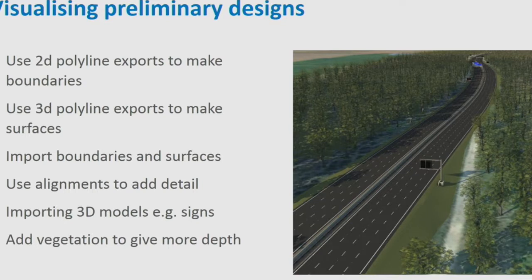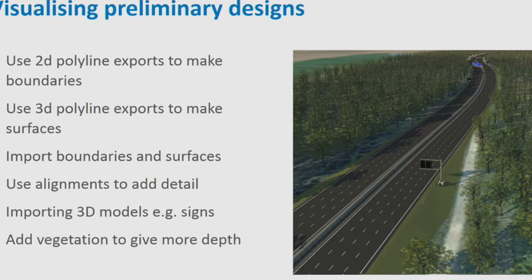You could then use the alignment to bring that in and apply a barrier the full length along the centre of the carriageway or any other roadside features you like. And then we can start importing 3D models, so our 3D signs, our 3D road markings, gantries, bridges, anything that you can create a 3D model from, InfraWorks basically will accept. Then once you've done that, you can add a bit of vegetation to give it a bit more depth, make it look a bit more real.